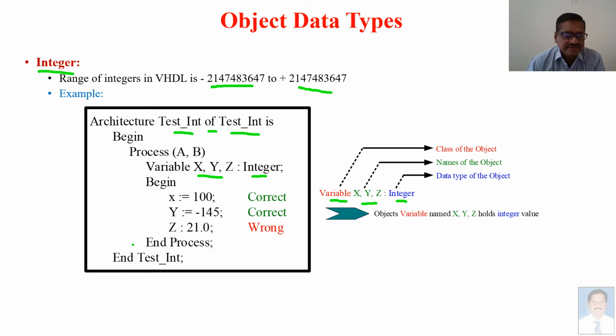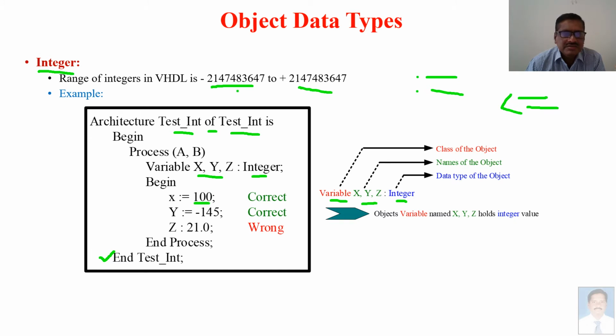This is begin and this is the end of the process, and finally this is the end of the architecture. Now here, in case of the variable, this operator is known as an assignment operator, whereas the same operator in the concurrent statement will become something like this. Now in this case, x is assigned as 100.